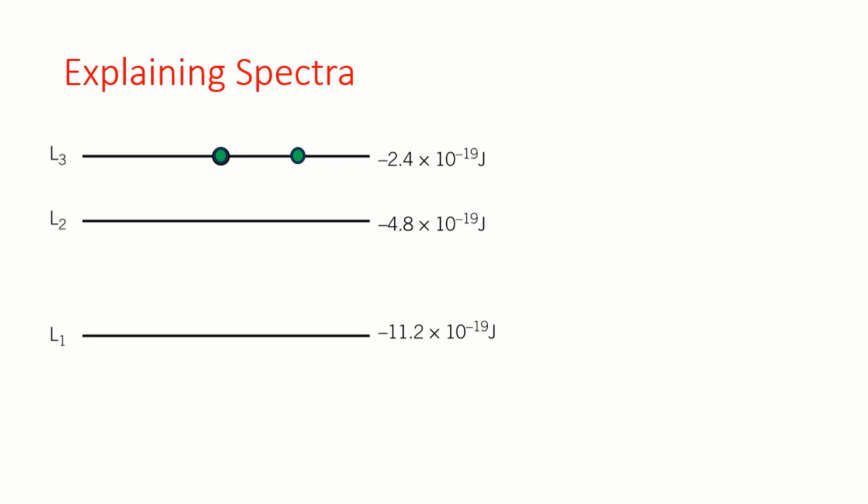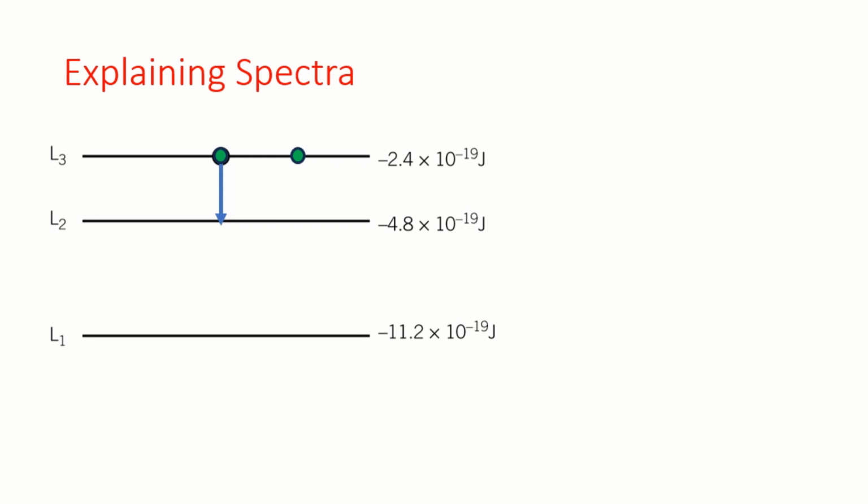Now, why has this got anything to do with spectra? Well, as you can see, our electrons can occupy different states. So, for example, my electron currently is in the level 3 state. However, it could drop down into the level 2 state. And if it were to do that, it would have to lose some energy. Its energy would have to become more negative.